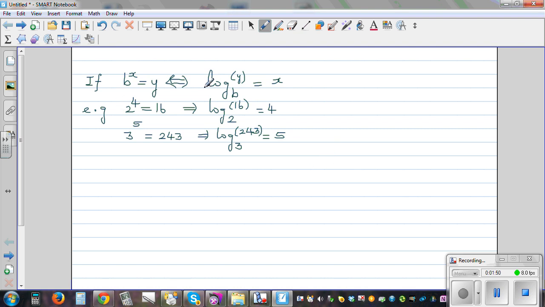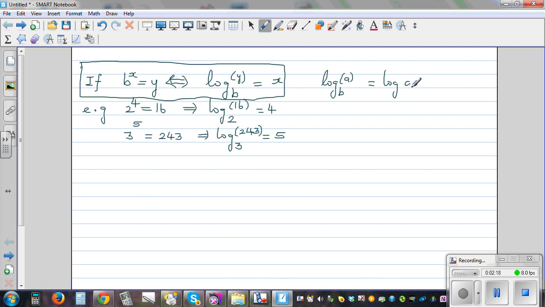And there's one more rule. This is the basic definition of log. Okay, there's also one more rule. I'll not prove this rule, but log base b of a is log a divided by log b. I'll explain this indirectly.